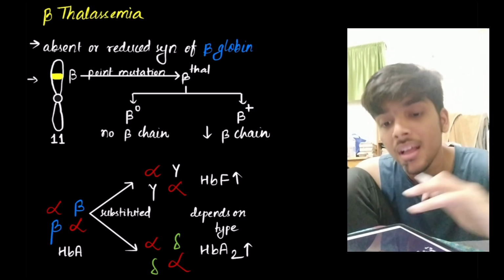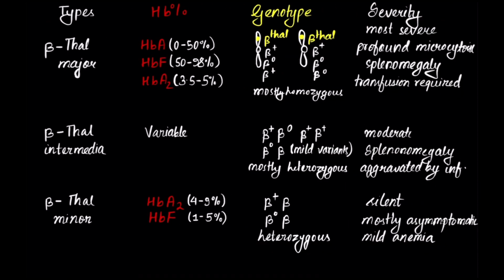Talking about the types, let's get into it. So there are altogether 3 types of beta-thalassemia, depending on the severity of the disease, from most severe to least severe. Beta-thalassemia major, most severe. Beta-thalassemia intermediate, moderate. And beta-thalassemia minor, the least severe or silent, mostly asymptomatic.